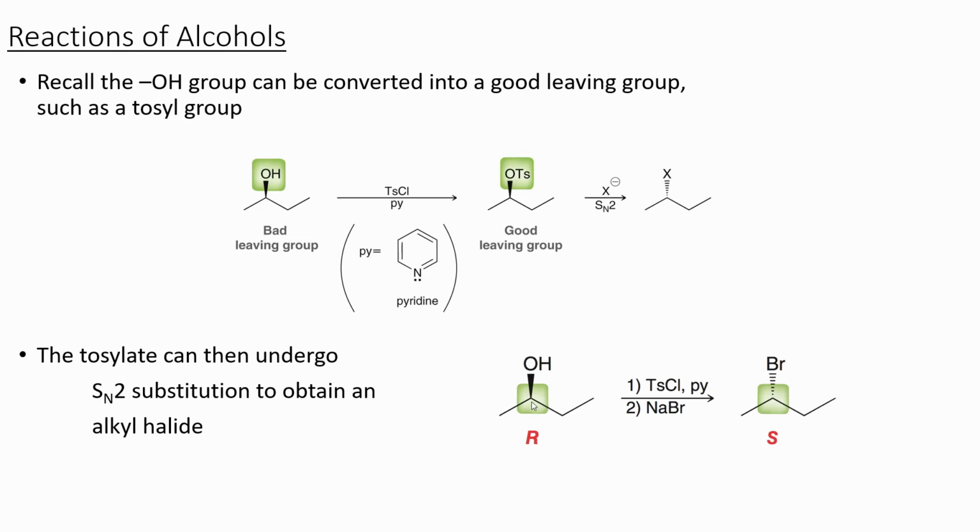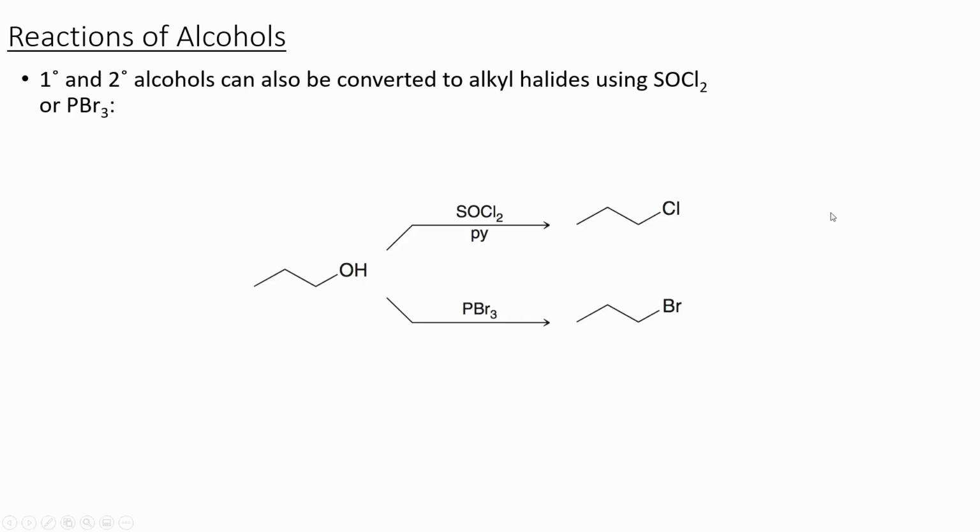If we do an SN2 reaction on an alcohol that has a defined stereochemistry, we're going to obtain the inverted stereochemistry in this position. And there are a few reactions where we can convert a primary or secondary alcohol into a halogen, an alkyl halide, without using the tosyl group as a leaving group.